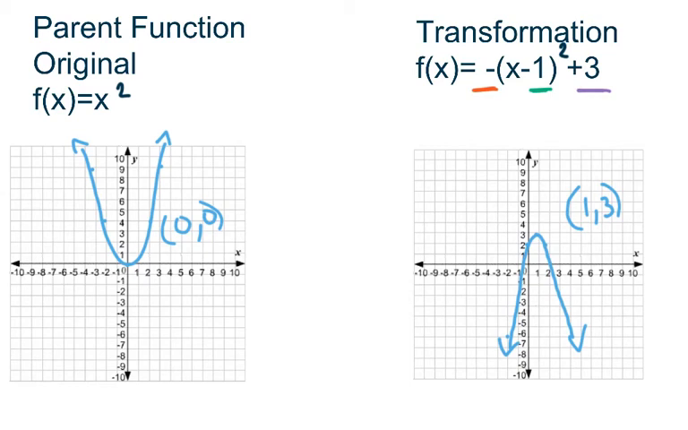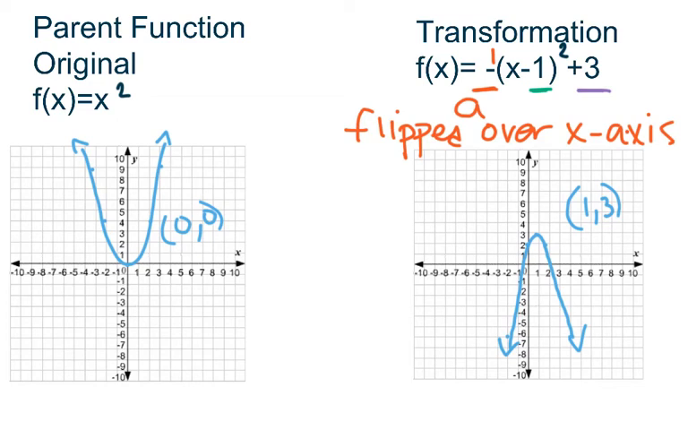Okay, and so I underlined the 3 different numbers, and we can talk about those, and you can look back at that chart if it'll help you. There's an understood -1, this is a -1, in front of the parentheses, so that's your A value. When A is negative, that means it flipped over the x-axis. So that's what the -1 did.